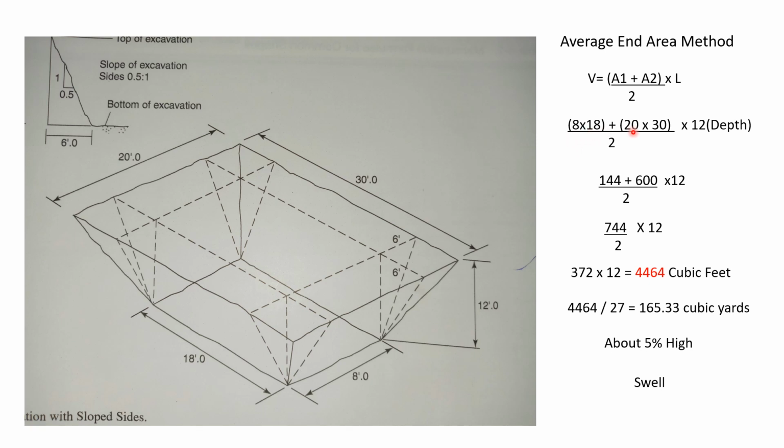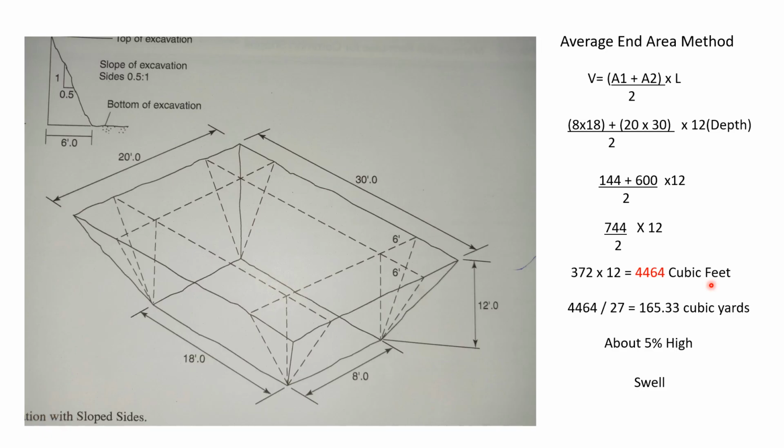We've got the 8 by 18, and we add to 20 by 30. We divide it by 2 times 12. 144 is 8 by 18, and 20 by 30 is 600. Add those together, 744, divided by 2 times 12: 372 times 12 is 4,464 cubic feet. Now, if you look in the book, that's what they got, 4,464 cubic feet.